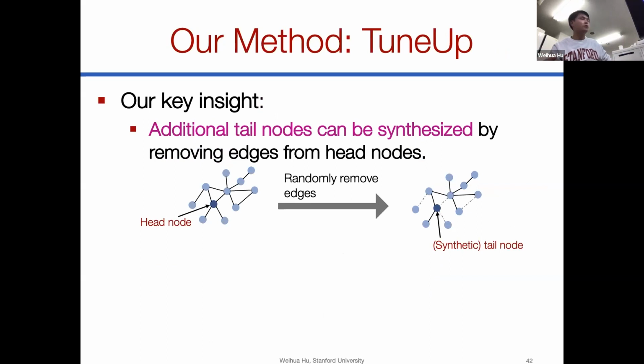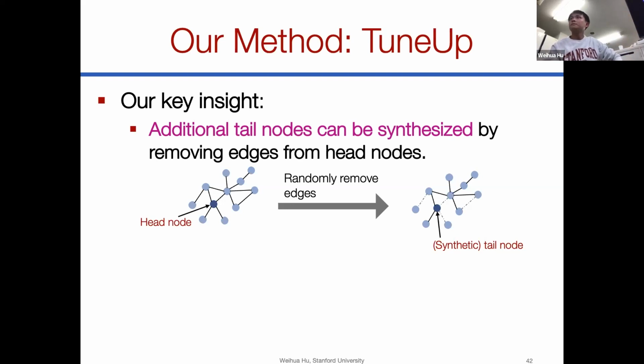Our method is called TUNE-UP, and our key insight is really simple. We notice that we have head nodes in the graph with a lot of edge connectivity. If we simply drop edges from the head nodes, we arrive at tail nodes with limited connectivity. So in some sense, we can do a lot of data augmentation. We can generate many more tail nodes just by dropping edges from the head nodes.